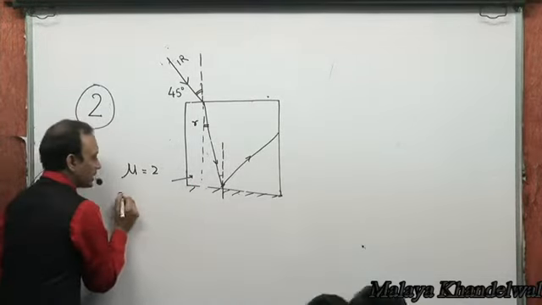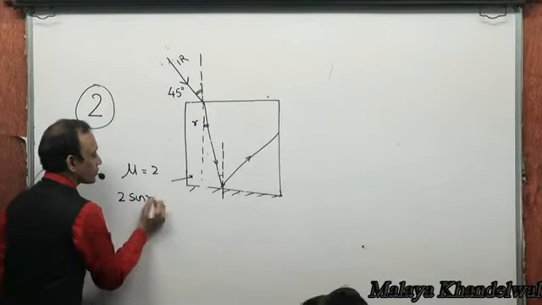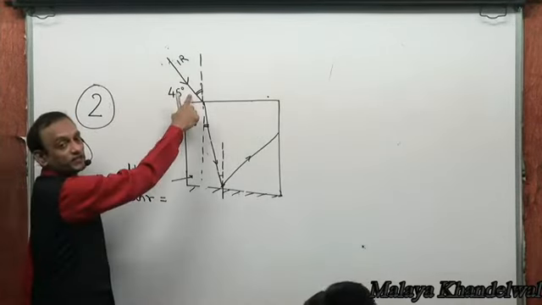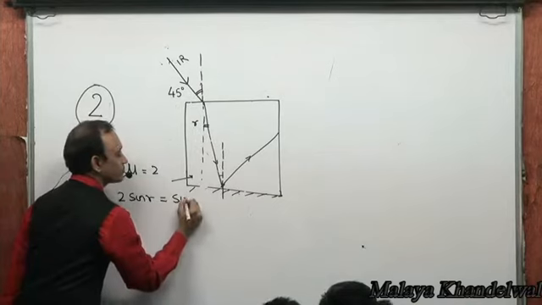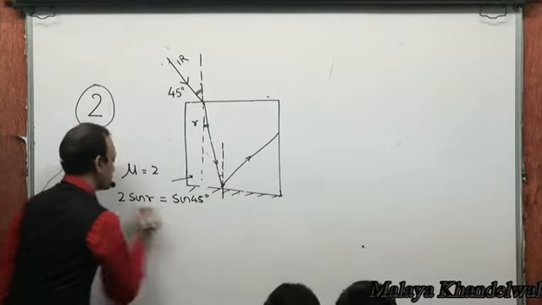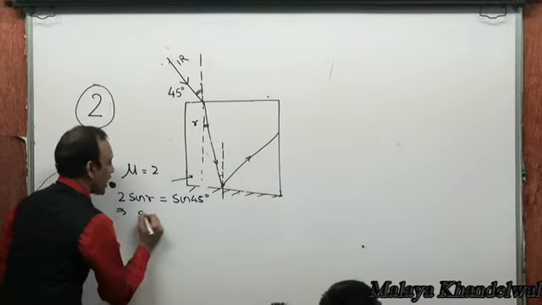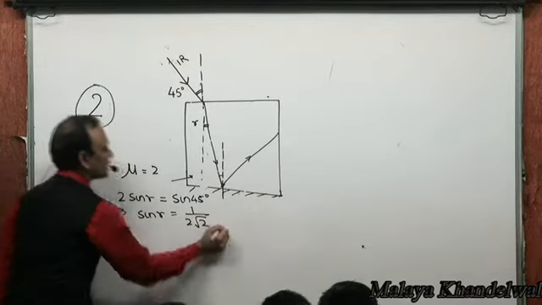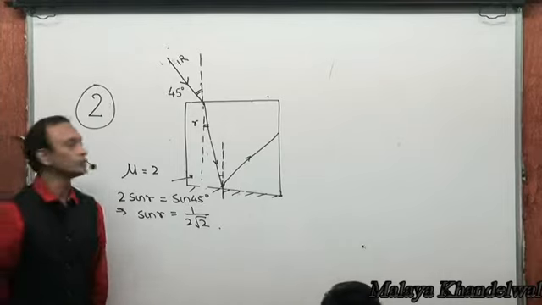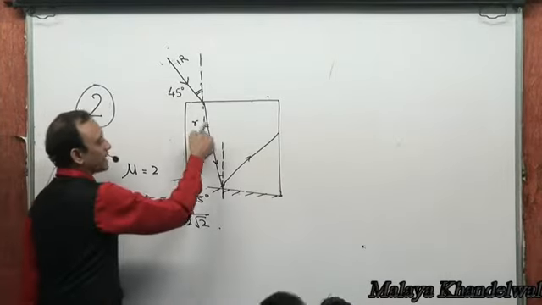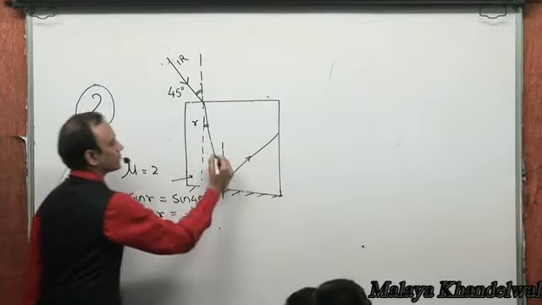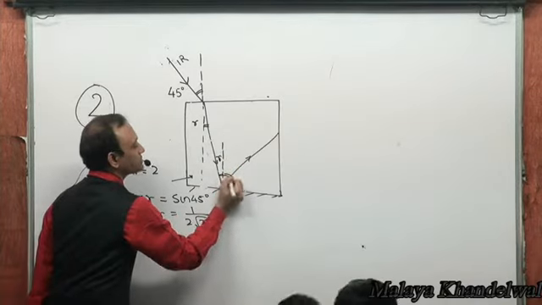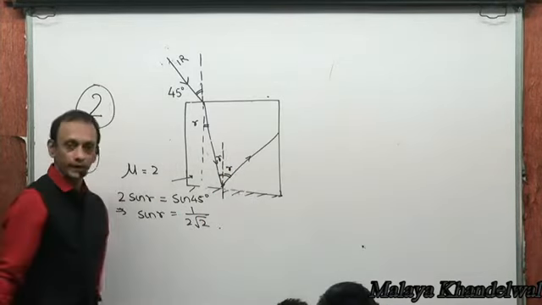Okay. First things first, this angle is r. So mu sine r is sine 45 degrees. So that makes r available to us: sine r is 1 by 2 root 2. Now, this angle is r. What is this angle? r. Angle of reflection? r. Right?